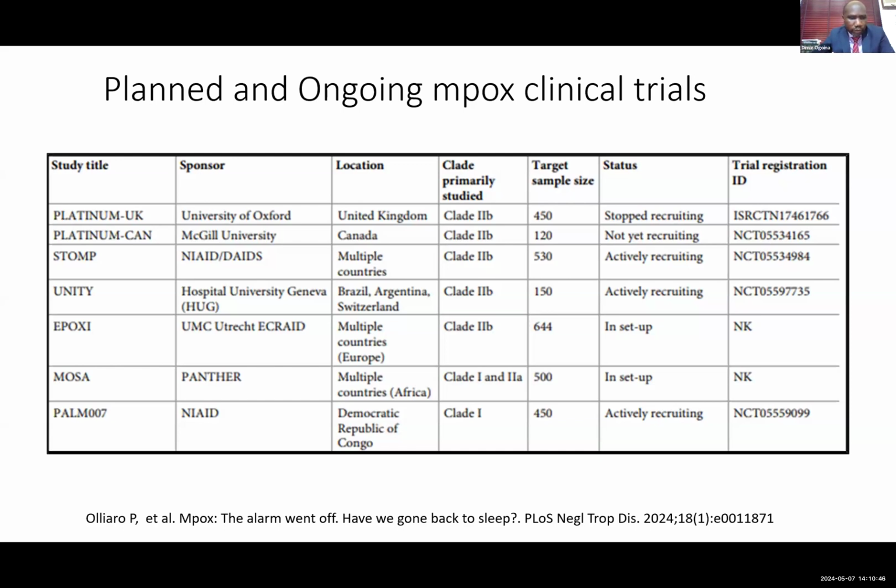If you look at it closely, you'll see the only trial that is currently recruiting in Africa is the PALM 007, that is currently ongoing in a region in the DRC, and is for clade 1. MOSA is another trial for Africa that is yet to start. I believe that with funding and other requirements, this trial will start. There are many other trials that are currently ongoing in parts of Europe, the United States of America and other countries, and you can see the overview. Emphasis, all these trials are focused on tecovirimat. Next slide.